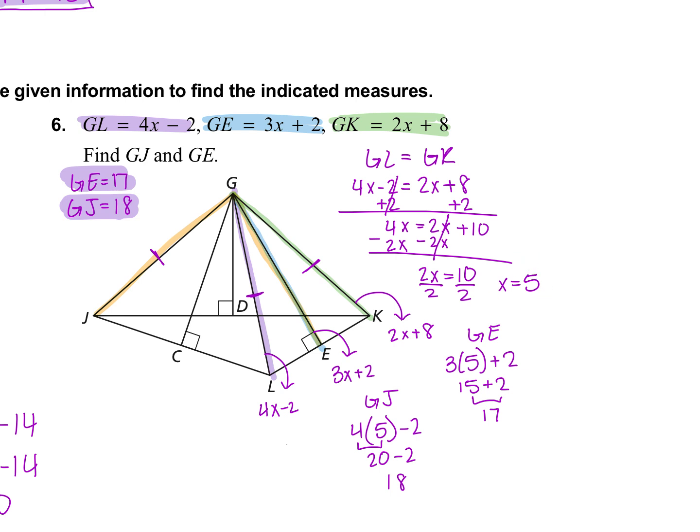And then I know some students asked, how do I get GE? Don't forget, they gave you GE. So all you had to do was plug your 5 into GE, and you should have got 17. And then for GL, remember, it's the same as GJ and GK. They're asking for GJ. Ooh, so many letters. They're asking for GJ, so I could have used GL or GK. For this one, I used GL, and I plugged in my 5, and I got 18.